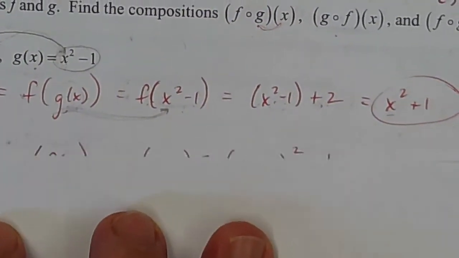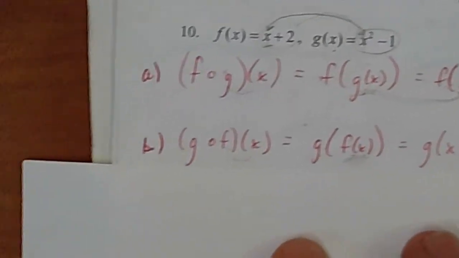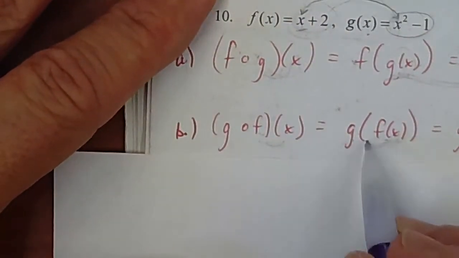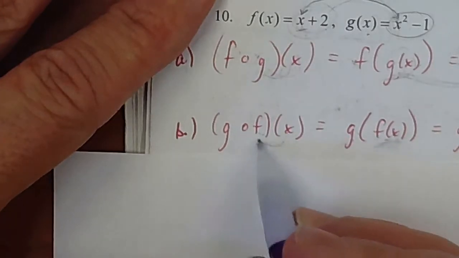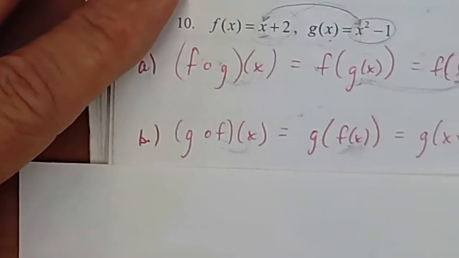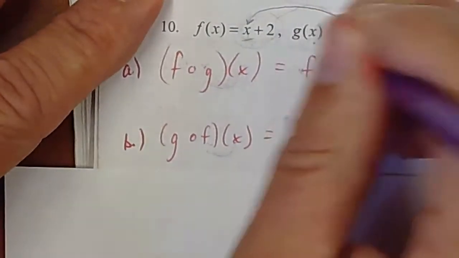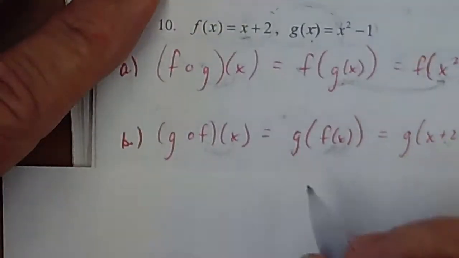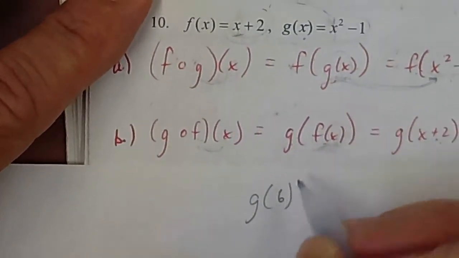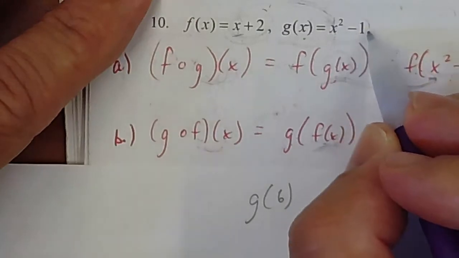Okay, the other way around, part B. G composed with f of x. First step I highly recommend, don't skip this step: whatever's closest to x goes inside. And don't make this any more complicated than what you do if you plugged in a number. For example, if it said at this point g of 6, what would you do? You'd take 6 and you'd square it and you subtract 1.